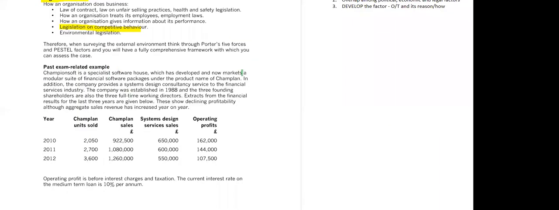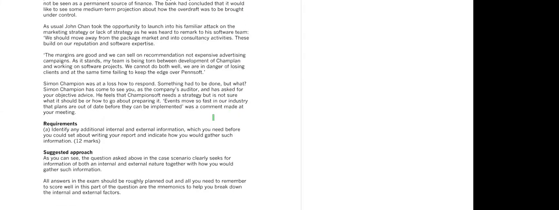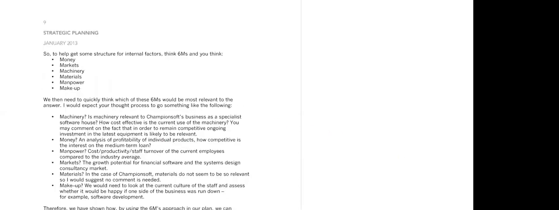Okay, now there's a past exam related example. That's not strictly speaking a strategic business leader example, but that's a good way of developing the skill of applying it to a mini scenario. And let's first go through the requirement. Identify any additional internal, external information which you need before you could set about writing your report, and indicate how you would gather such information. Internal and external information. So internal information: capabilities, resources, competences; external information: macro environment, competitive environment. So you would be talking about internal factors and about external factors.